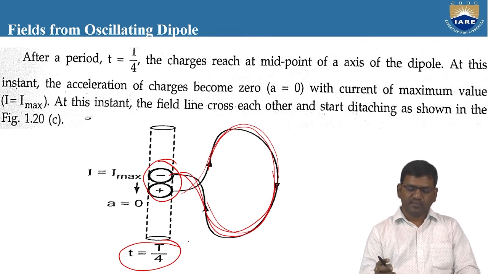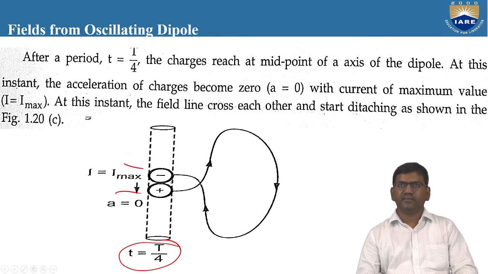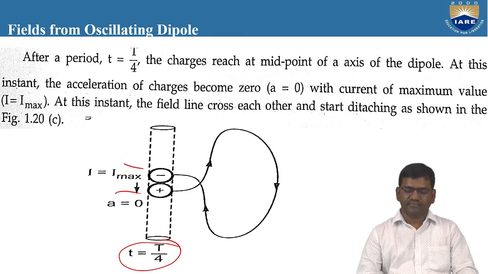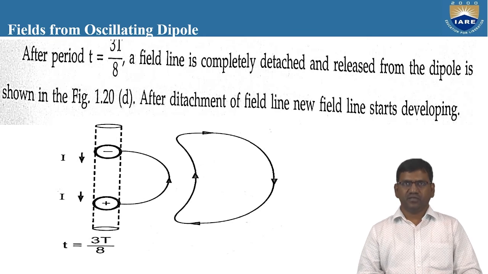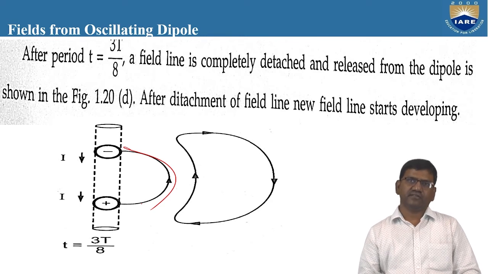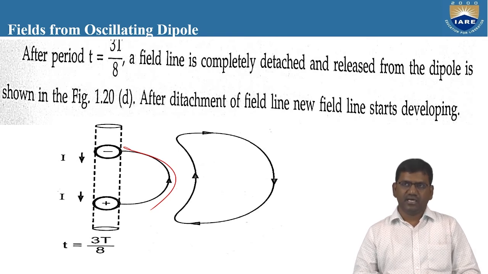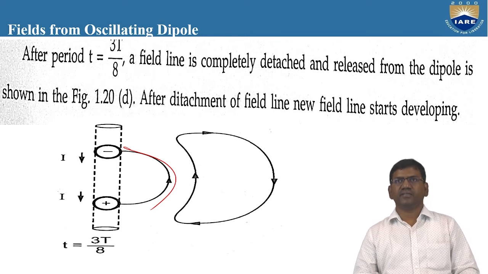That means here the separation is minimum. You can observe here the separation of charges is minimum at a time t is equal to t by 4. So again, when these opposite charges are going in the opposite directions, one field line is detached from the conductor. That means it is released from the dipole. A field line is completely detached, completely terminated from the dipole, it is going far away from the conductor.